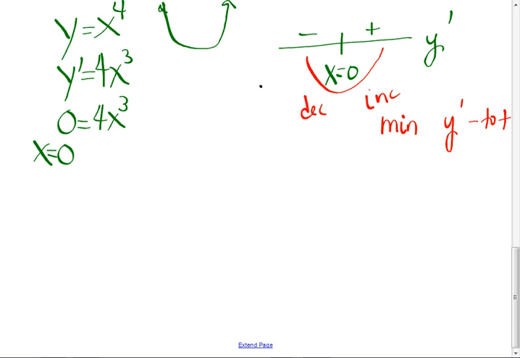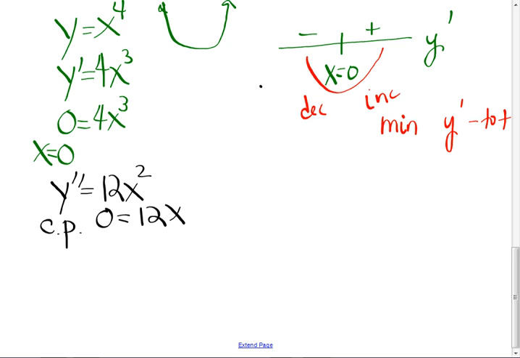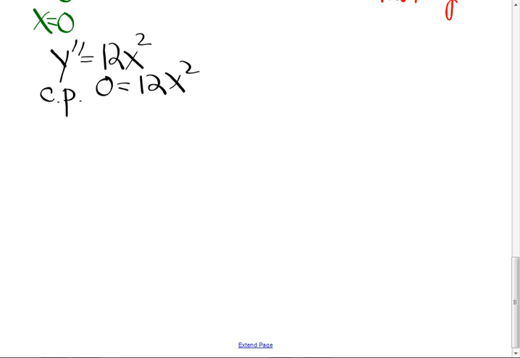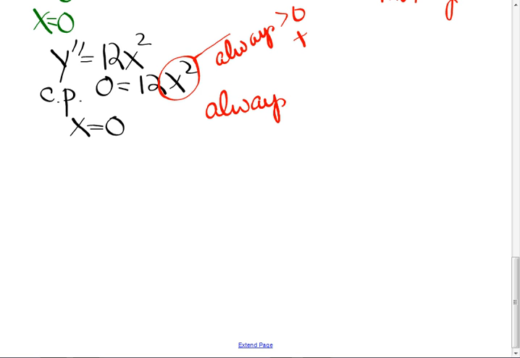What's true about y double prime? It's equal to what? Take the derivative, 12x squared. Do I have a critical point? Sure. This is a candidate for an inflection point. What's x going to be here now? x equals 0. But for an inflection point, the second derivative must change sign. What is true about x squared? It's always greater than 0, positive, however you want to say it. So this is always concave up.